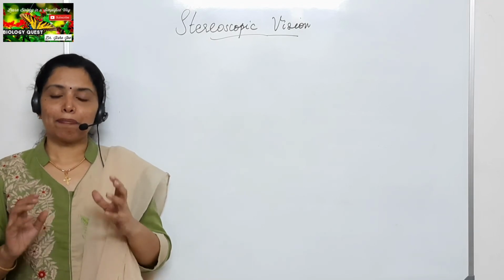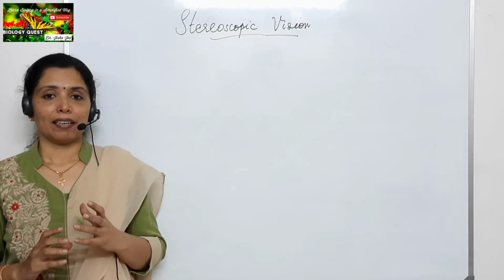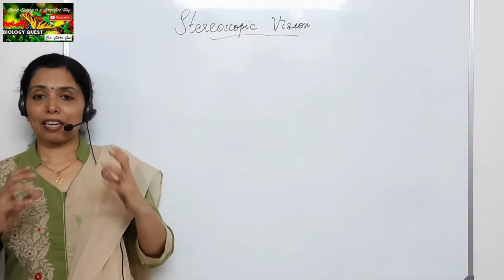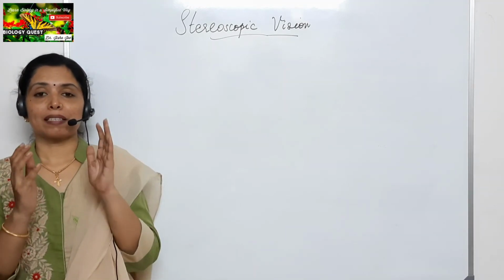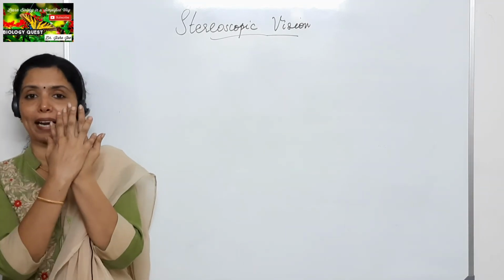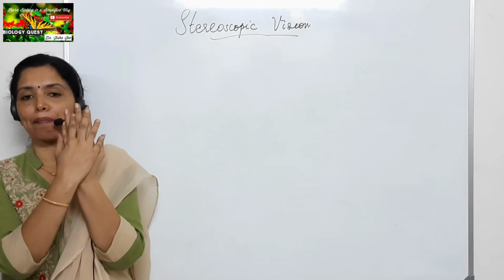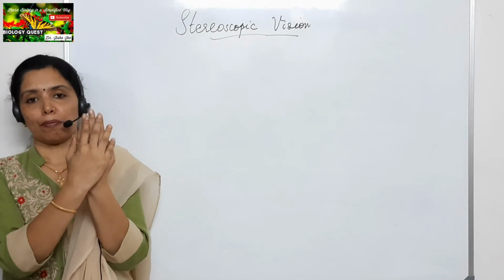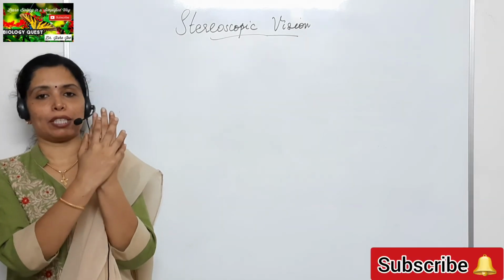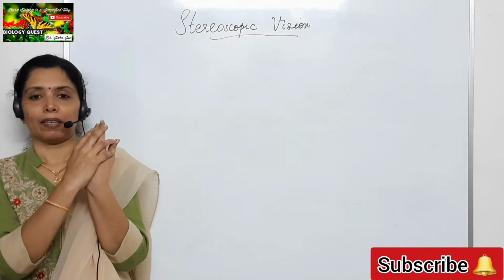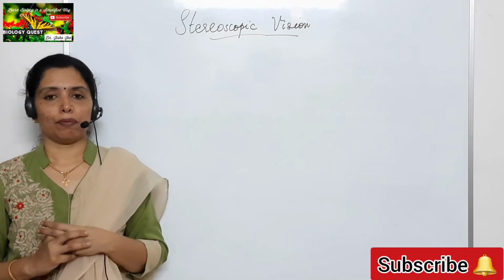And nerve impulses will be generated in each of our eyes, and these nerve impulses will reach the brain. And in the brain, what happens? These two images overlap. The images coming from both the eyes overlap in the visual area of our brain. This gives a three-dimensional effect to the object. This is what is called stereoscopic vision.